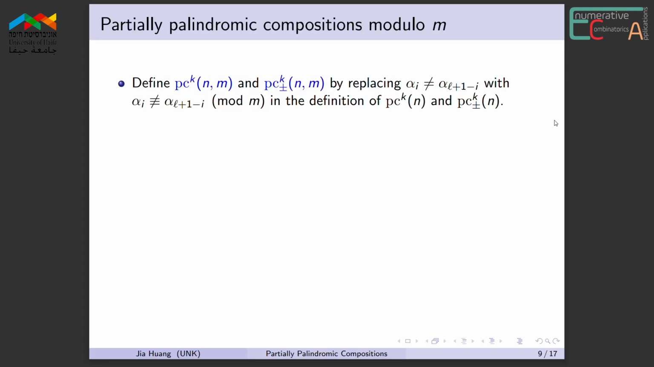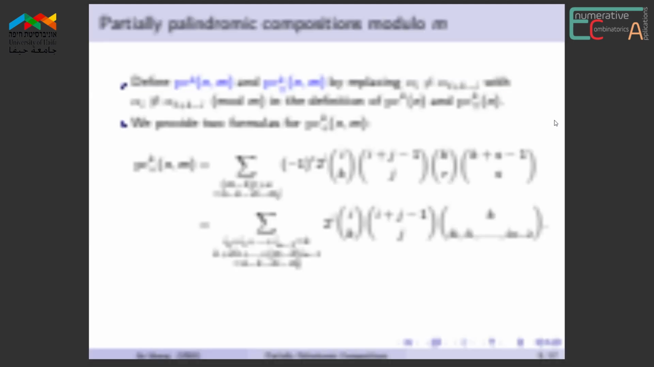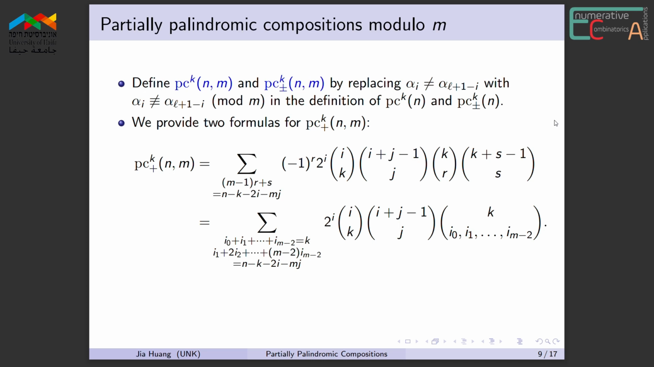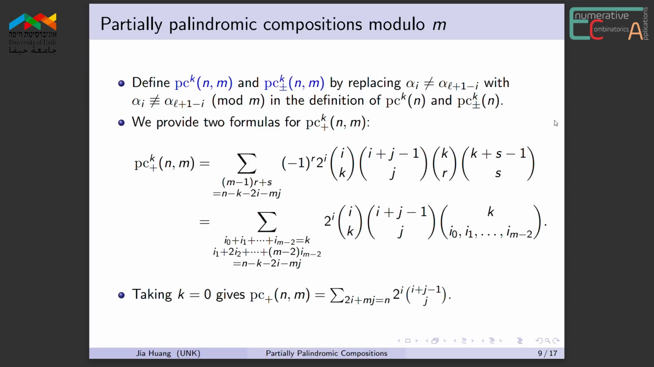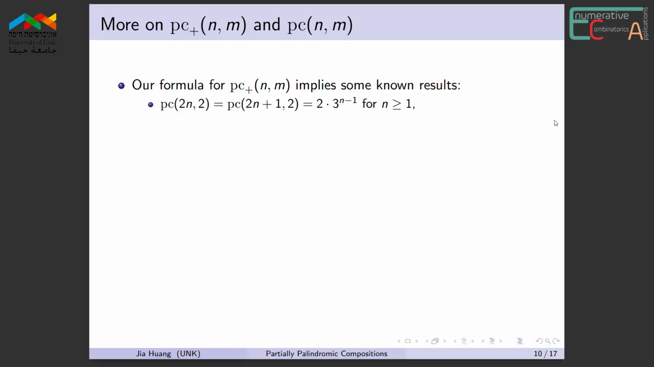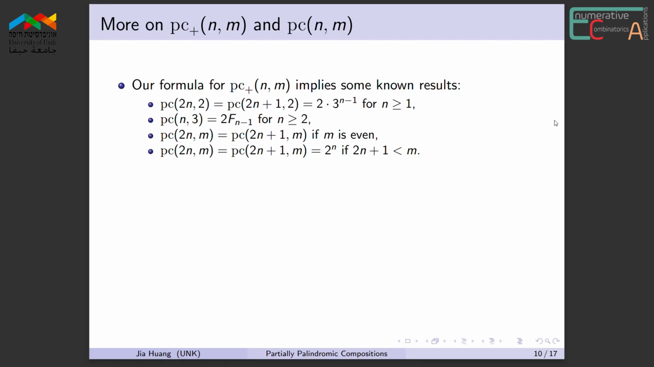And then we can study partially palindromic compositions modulo M. And the definition is very similar to what we had before. Just use a congruence modulo M to define this kind of thing. And we have 2 closed formulas, one positive sum, one alternating sum for PCK plus of NM. And when k is 0, the formula becomes relatively easy. And this recovers some known result by Just.